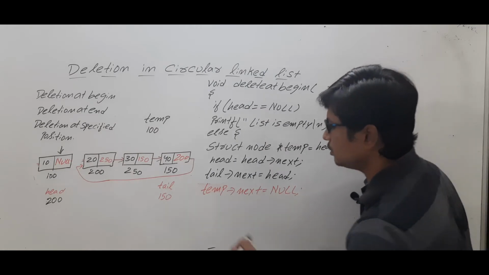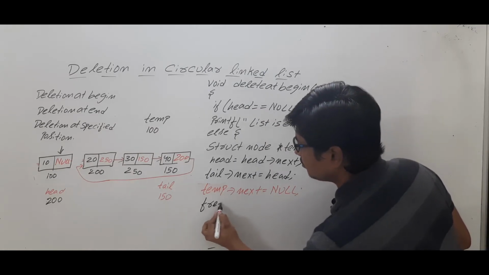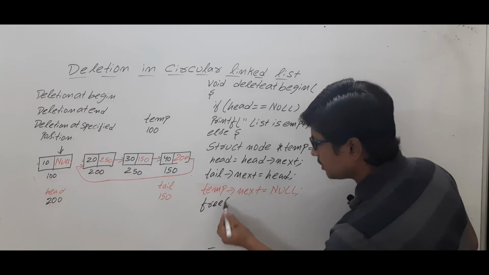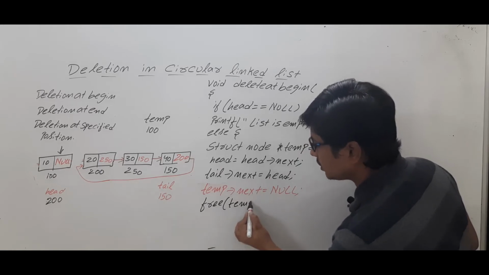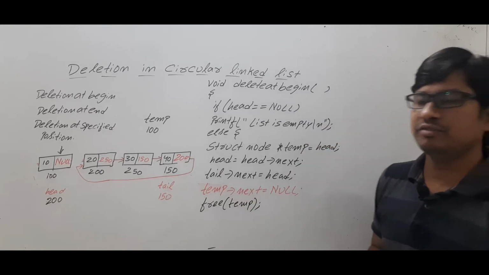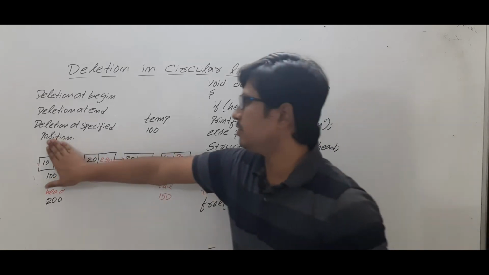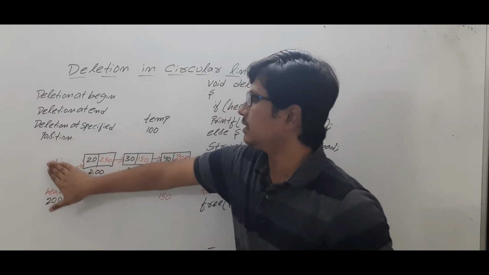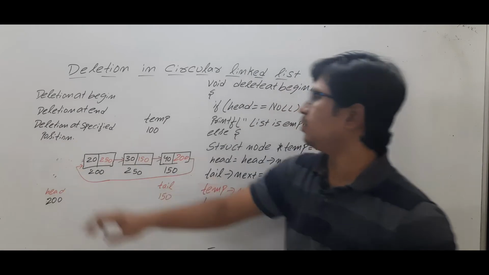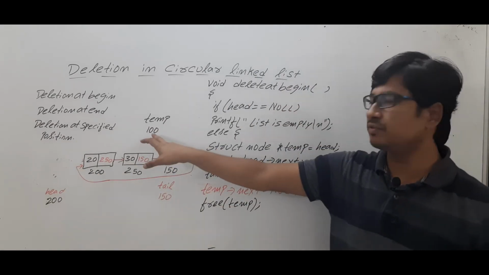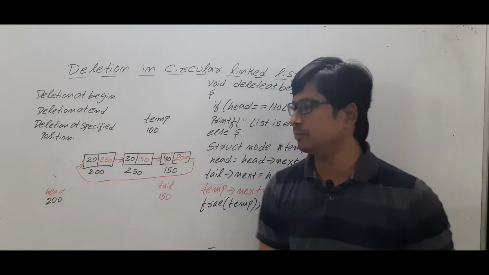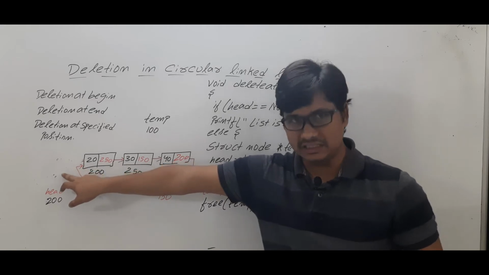How can you release it? You can use a function called free, and you give the pointer which is pointing to that location. So you are writing free of temp. So this memory will be released. Okay. Now look at here what temp consists of. Temp consists of an address of a non-existing memory, because the 100 memory you have released.